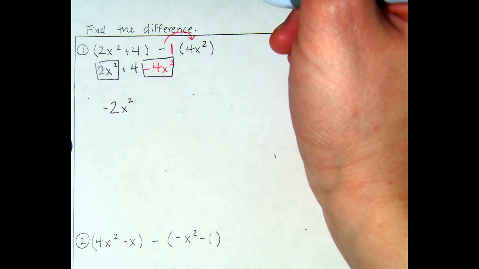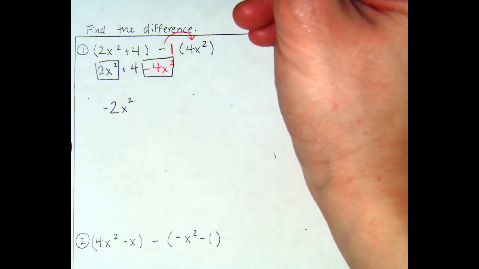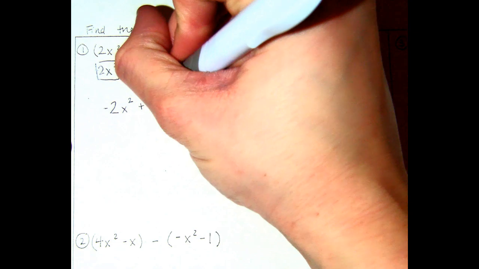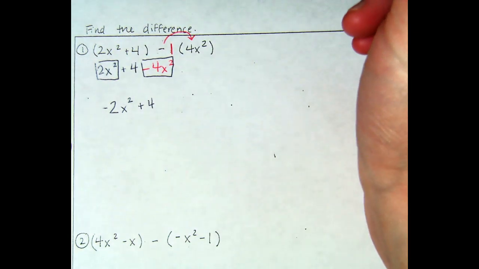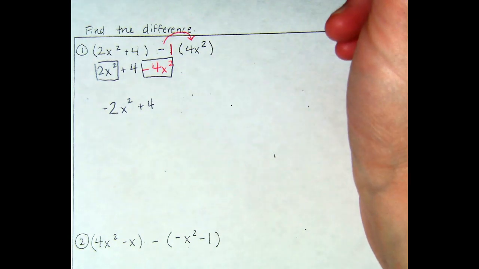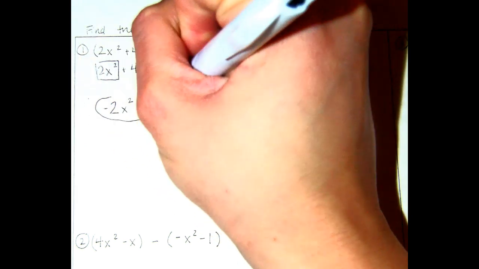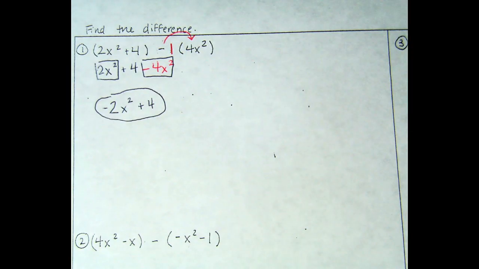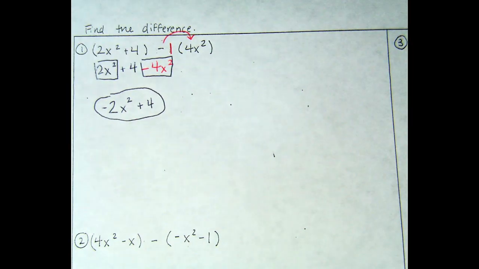Does 4 have a like term? So what do I do with it? Is that in standard form? Yes, then I'm finished. The only difference is I need to distribute that negative.